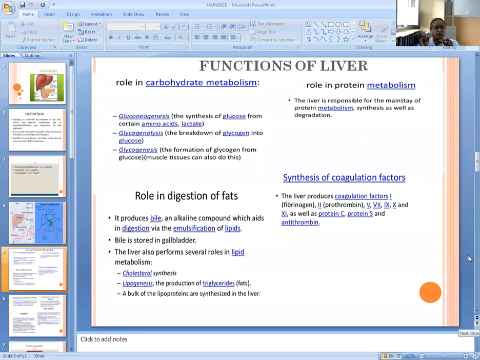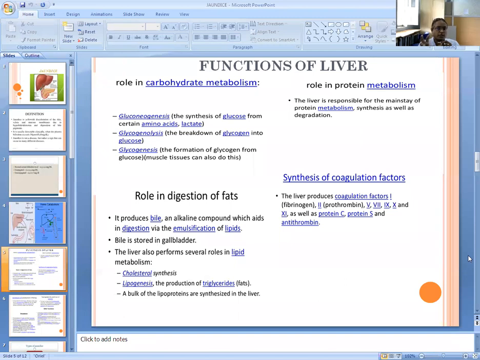The liver is a very important, vital organ of the body. Kidney, liver, heart, brain, these are the vital organs. The liver has so many functions. The main functions are metabolic functions, its role in all three metabolisms: carbohydrate metabolism, fat metabolism, and protein metabolism.